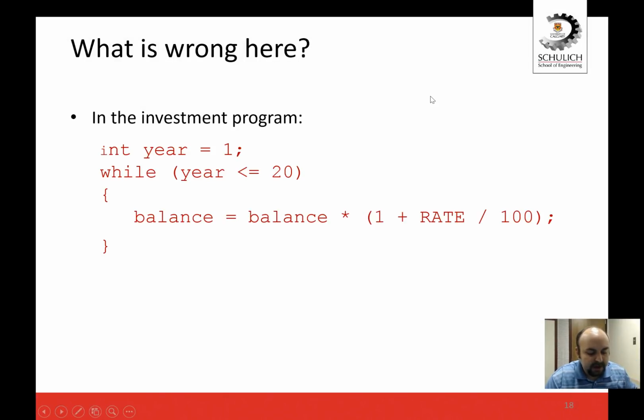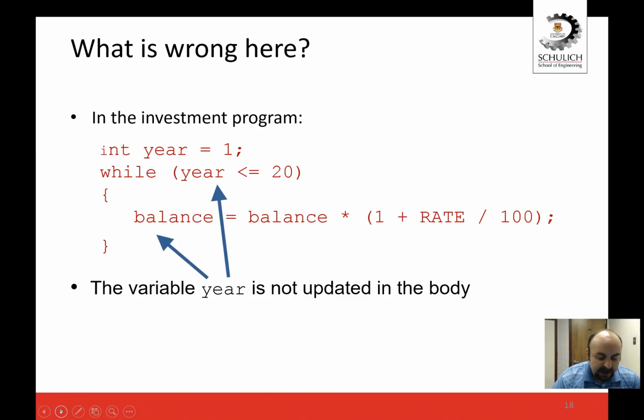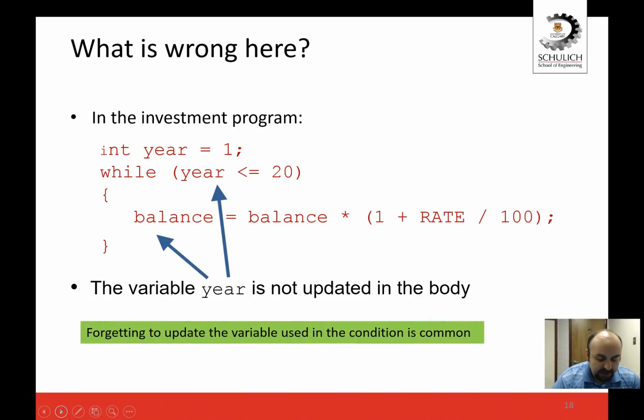So what is wrong here? We have year set to 1, and we check to make sure that we're going to keep looping as long as y is less than or equal to 20. So that's what you want to think of in these loops. You want to keep looping as long as the condition is valid. So we're going to calculate balance based on this formula and assume that balance and everything else has been set and initialized above. What is wrong is we are not incrementing year, so year is staying constant. So year plus plus needs to be inside the while loop. So this is an infinite loop because year is not updated in the body of the loop.